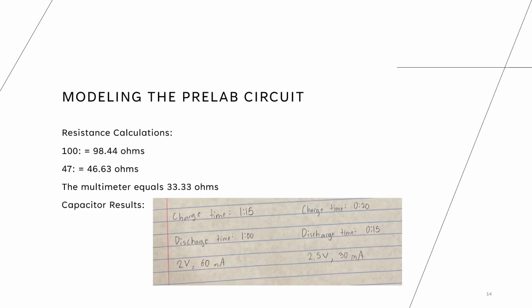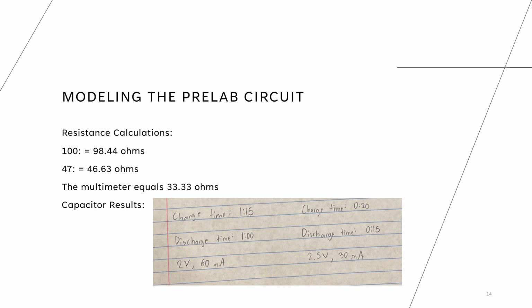Pre-lab circuit. Resistance calculations. The 100 ohm resistor we found was equal to 98.44 ohms, and the 47 ohm resistor we found to be equal to 46.63 ohms. The multimeter equals 33.33 ohms.